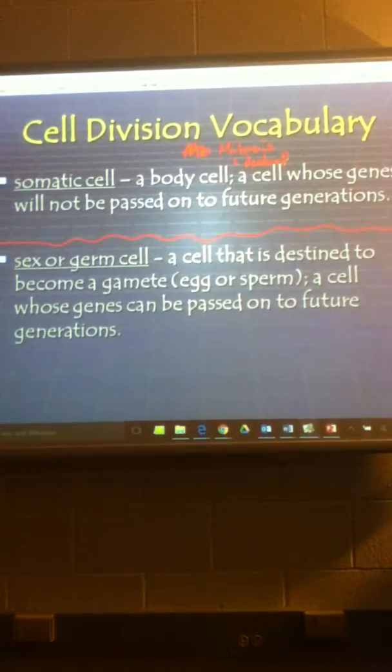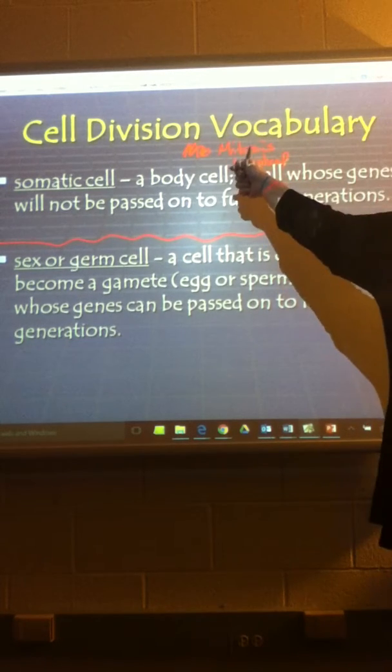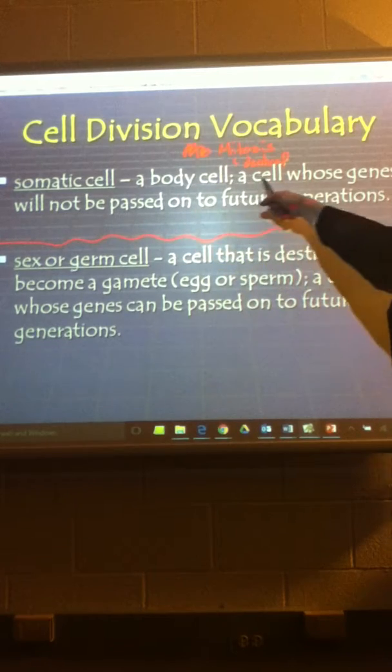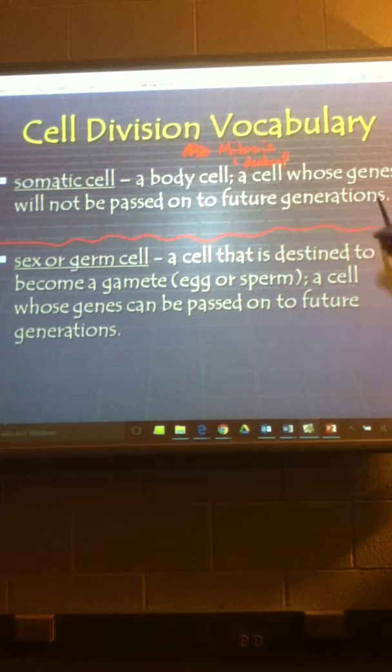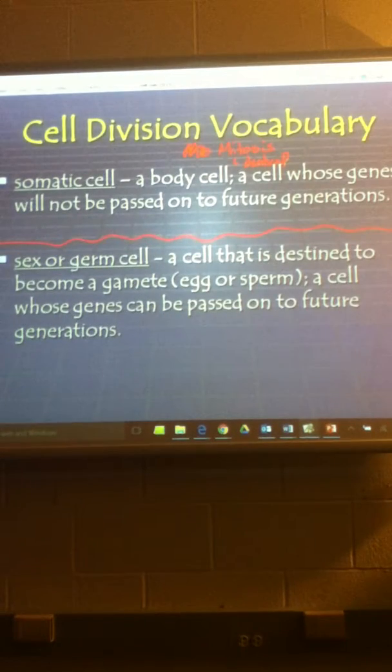All of your regular body cells are somatic and they're going through mitosis. All of your regular body cells, whose genes are not passed on to future generations. So if you cut your nose, are your kids going to be born with like a boo-boo on their face? No. That's a regular somatic cell that's not going to be passed on to future generations.